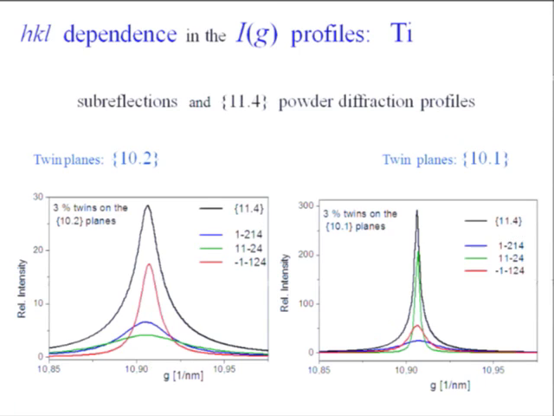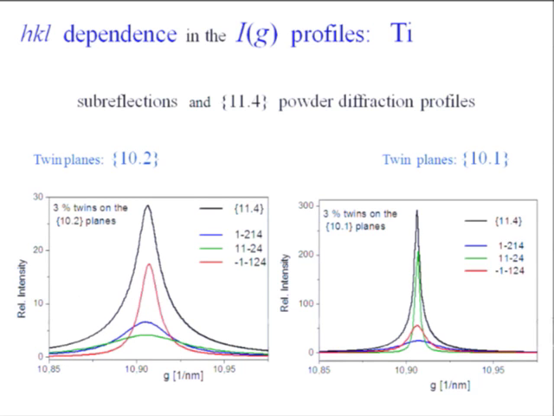Here I would like to show you the HKL dependence of twinning on the pyramidal planes. If the reflection is 114, and the subreflections in the 114 powder reflection have the twin plane 102, then these three subreflections will have these different broadenings.